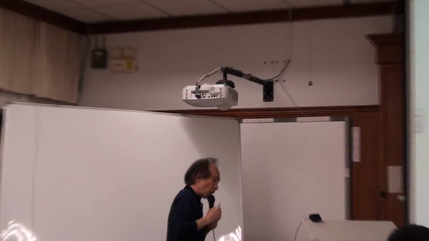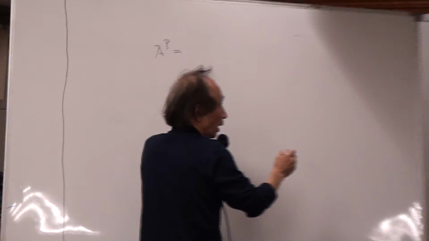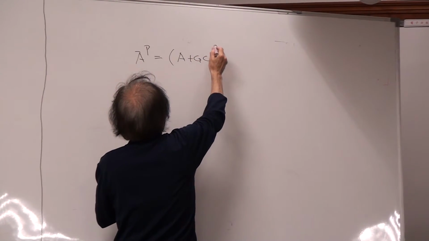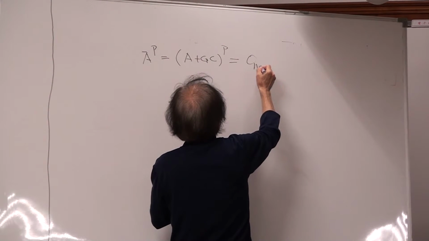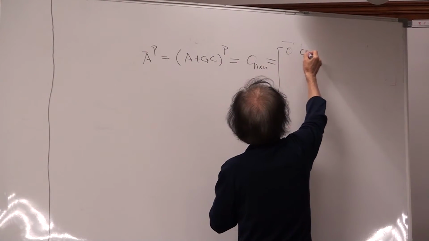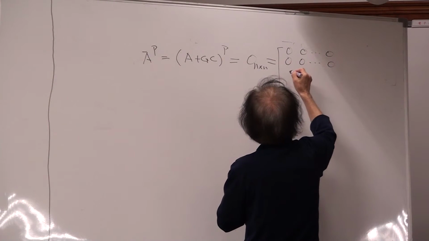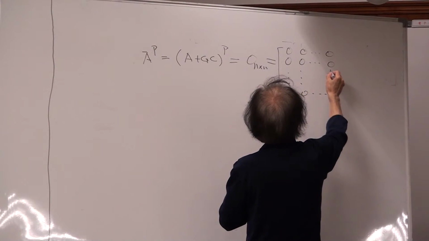Now here, we have a P here, called A bar to the P equal to A plus G C to the P equal to a zero matrix n by n. So that equals 0, 0, dot, dot, dot, 0. We have 0, 0, dot, dot, dot, 0, dot, dot, dot, 0, dot, dot, 0, 0.